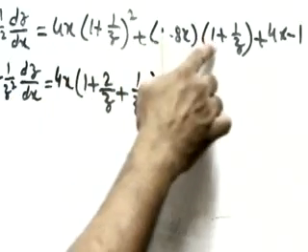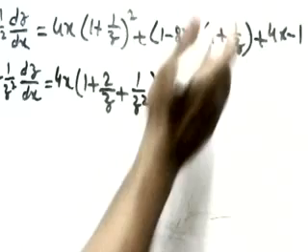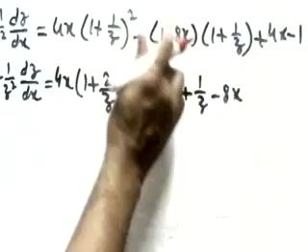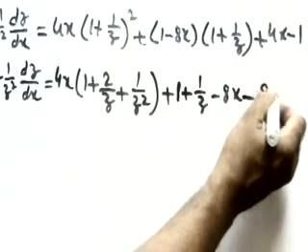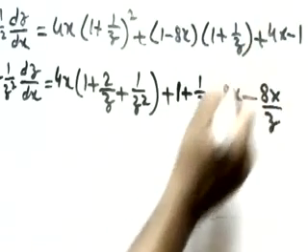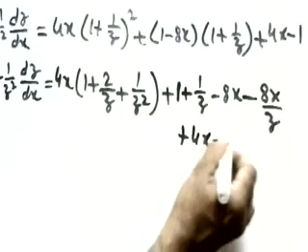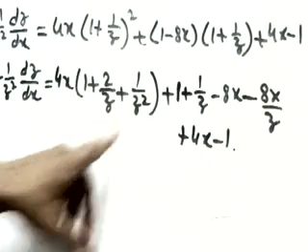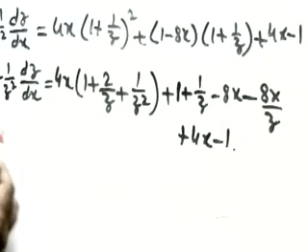This is 4x into y square, finished. Let me multiply this one. 1 into 1 will be 1. 1 into 1 by z will be 1 by z. Minus 8x into 1 is 8x, minus 8x, and minus 8x by z. What is left here? Plus 4x minus 1. Now let me multiply with this 4x.